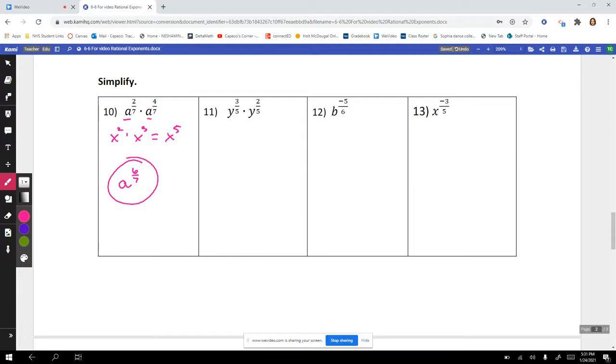Okay, look at number 11, same idea. I have y, 3 plus 2 gives me 5. My denominator is going to stay the same, so that gives me y to the first, or y.